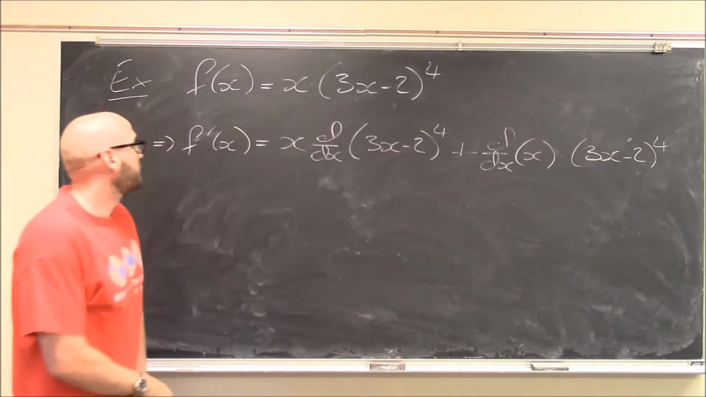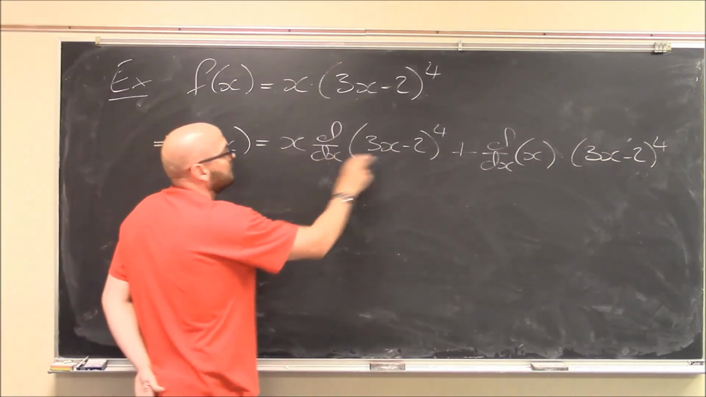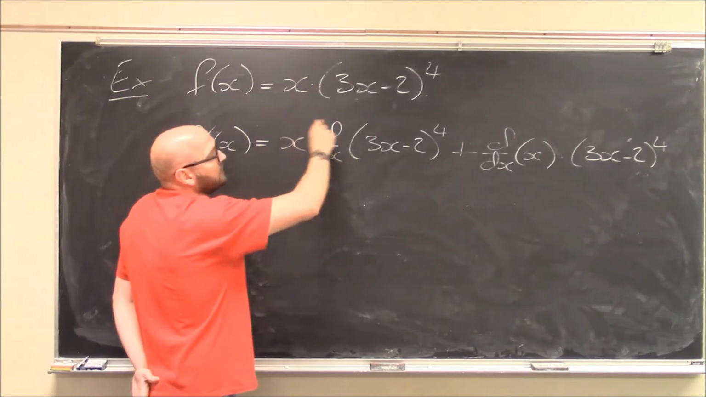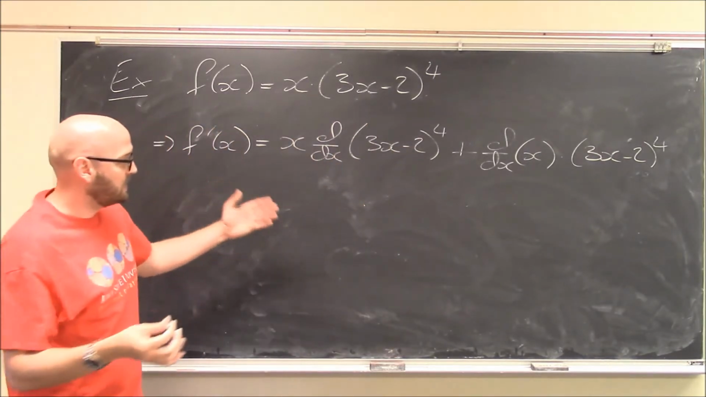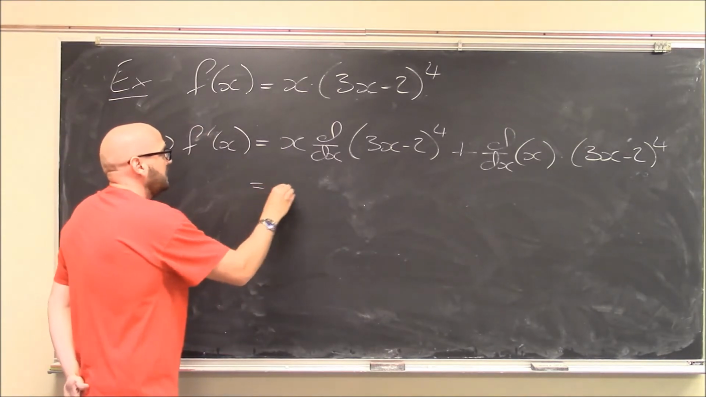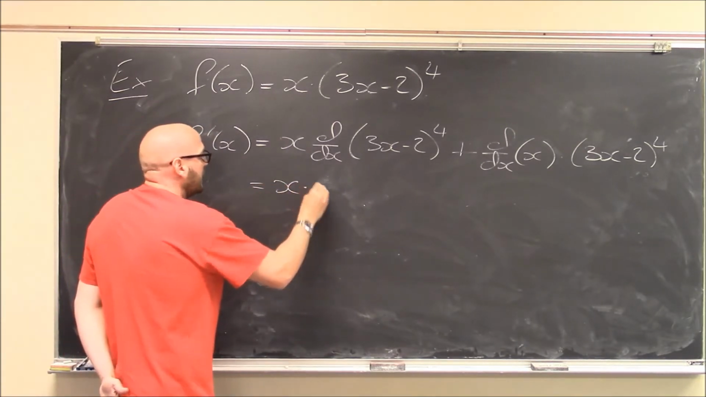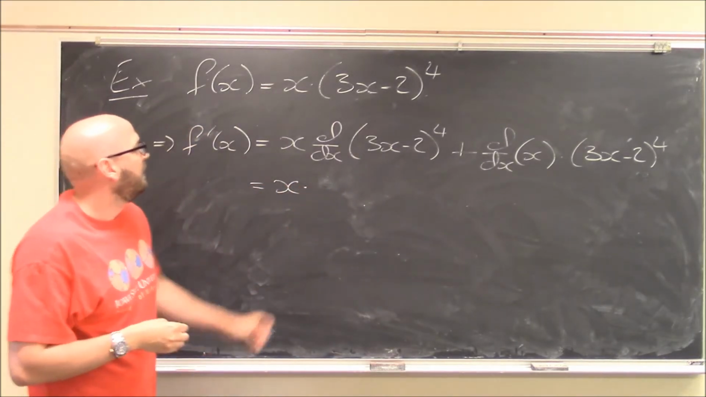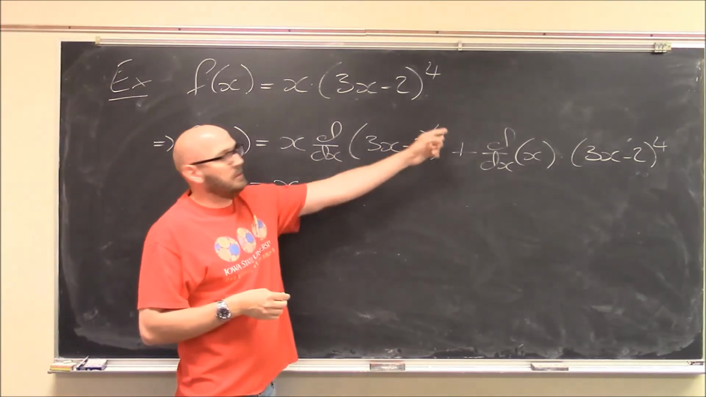Right, there's the product rule in action. It's the first function times the derivative of the second plus the derivative of the first times the second function. So I haven't differentiated anything yet, I've just written down the form of the product rule. And now we'll actually differentiate, so we've got x times the derivative of (3x - 2) to the fourth.